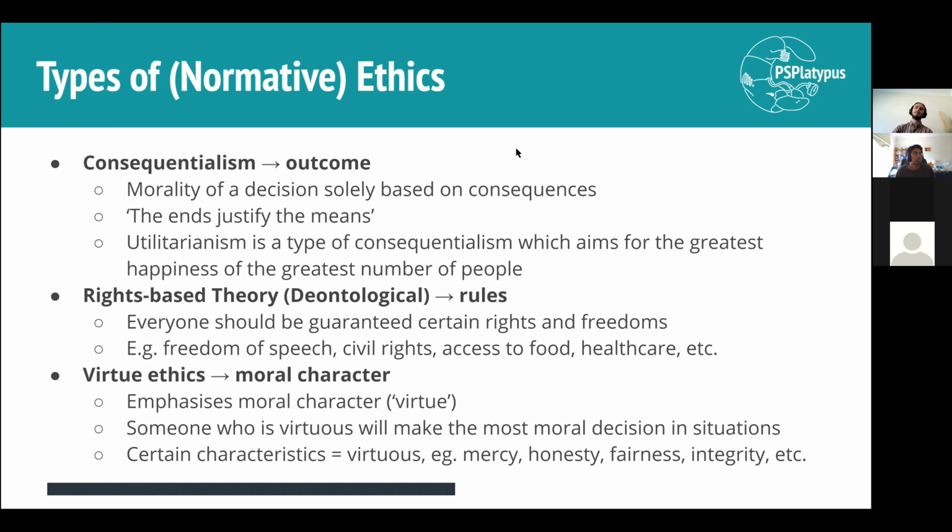Consequentialism is focused on the ends, the results. A decision, whether it's moral or not, is based on the outcome. So this is sort of the ends-justify-the-means thinking. Utilitarianism is an example of consequentialism, and it specifically aims for the greatest happiness of the greatest number of people. That's what utilitarianism is in layman's terms.